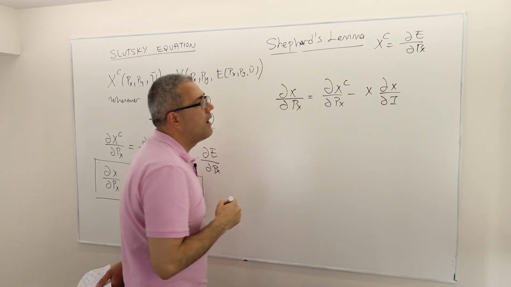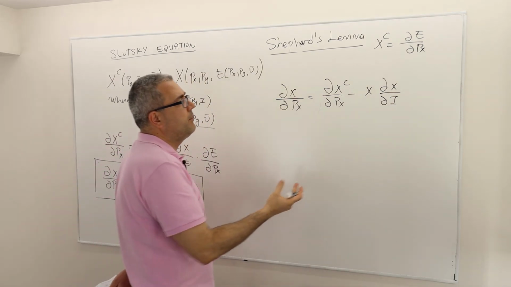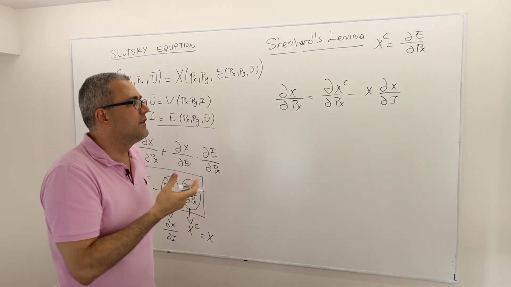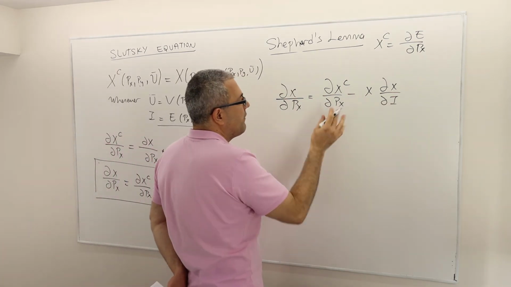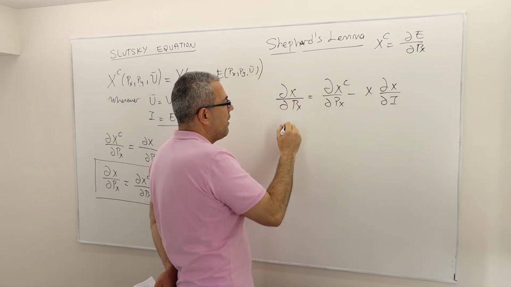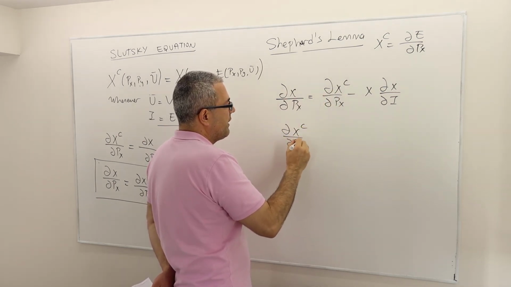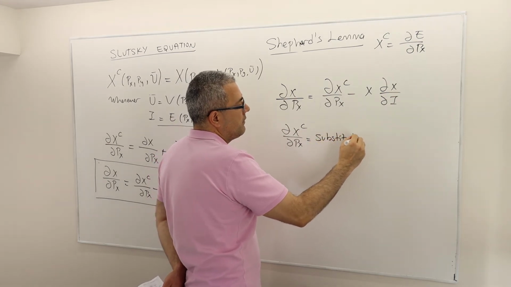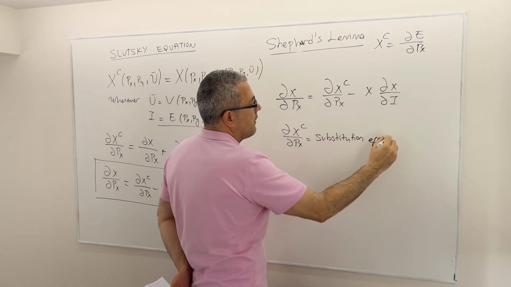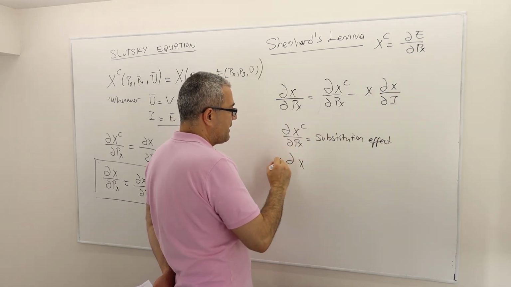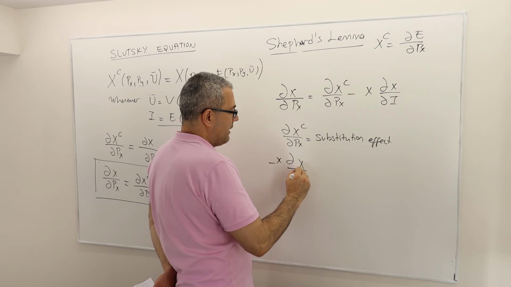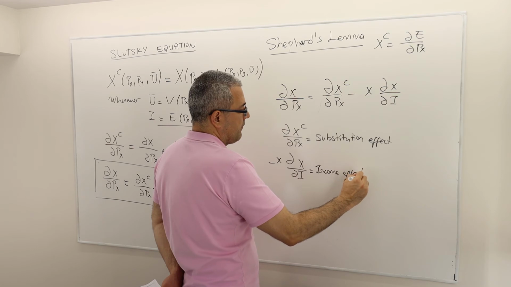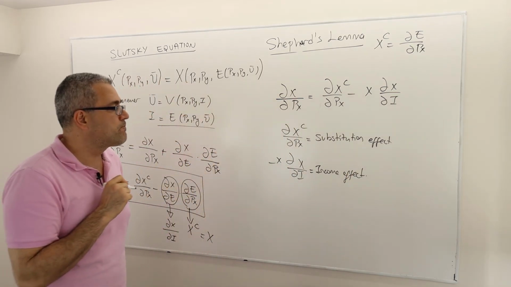All right? Well, why do we do this? Well, because when you take the derivative with respect to income, it sounds like this is the income effect, and this is the substitution effect. All right. So del Xc del Px is basically the substitution effect, and minus X del X del I is the income effect.